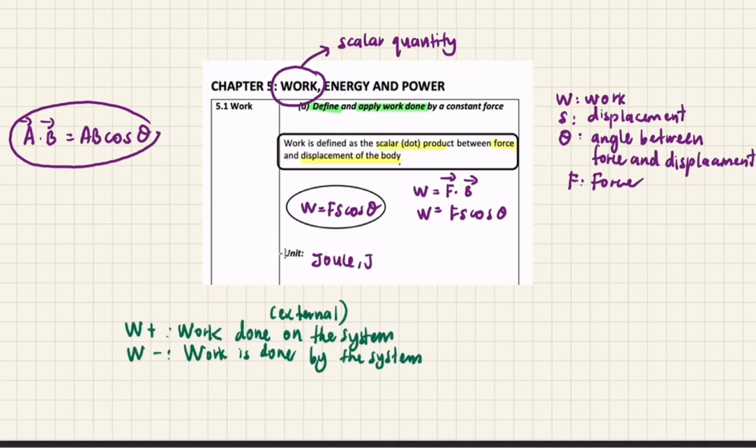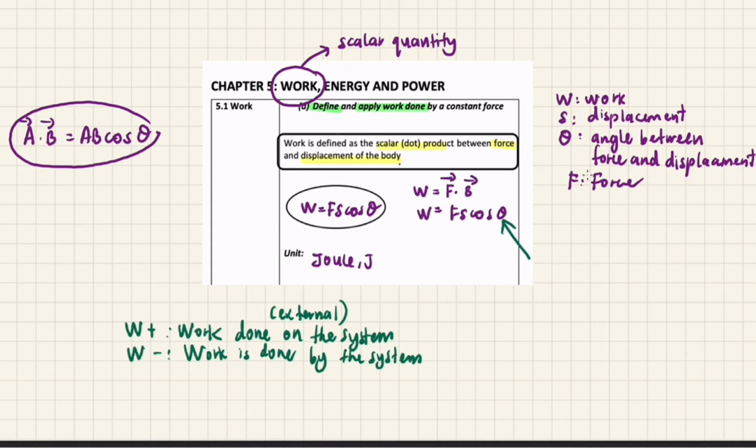Kenapa kita boleh dapat work kita nilai negatif? Sebab kita ada theta kita kat sini. So for example, if your theta equals 180 degrees, you boleh dapat work kita negatif. But if your theta is 0, then you get the maximum work done, that one would be positive. So theta kita yang menyebabkan work kita menjadi negatif.